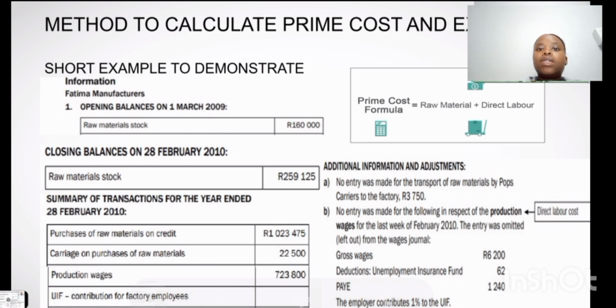Adjustment B says no entry was made for the following in respect of the production, and they say direct labor cost. So wages for the last week of February 2010, the entry was omitted, meaning that it was left out from the wages journal. They're giving us our gross wage of 6,200. They're giving us our deduction of 62 Rand, and they're giving us our PAYE of 1,240. And they say the employer contributes 1% of the UIF.